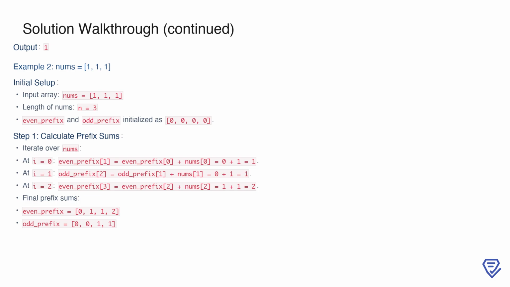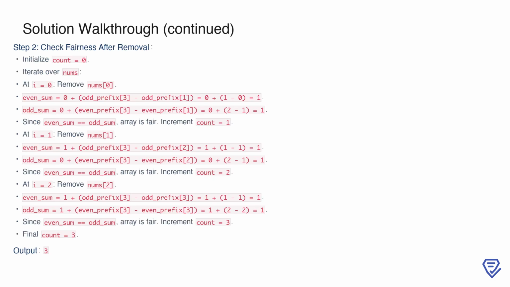The input array has a length of 3, so we initialize even_prefix and odd_prefix as 0, 0, 0, 0. Calculating the prefix sums, we see that index 0 is even, so even_prefix[1] becomes 1. At index 1, which is odd, odd_prefix[2] updates to 1. Finally, at index 2, the even prefix becomes even_prefix[3] equals 2. The resulting prefix sums are even_prefix equals 0, 1, 1, 2, and odd_prefix equals 0, 0, 1, 1. Next, we analyze fairness after removing each element in nums equals [1, 1, 1].